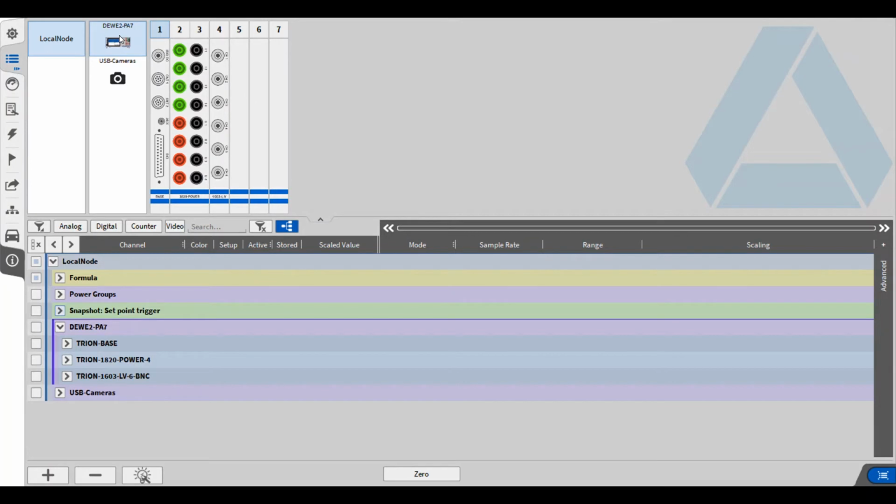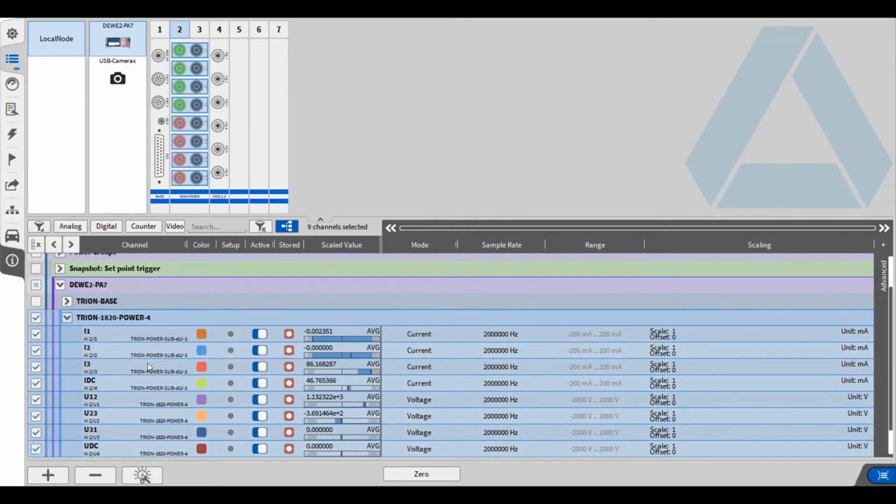Here we have a schematic of the PA7 with Trion input modules. First I will show you the Trion power module. This has 4 high voltage 1 kV RMS inputs and 4 current sensor inputs. The module is configured with 3 high voltage and 3 current sensor inputs for the 3-phase power measurement and 1 high voltage and 1 current sensor input for the DC power measurement.